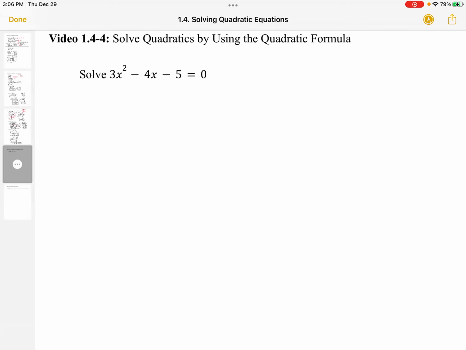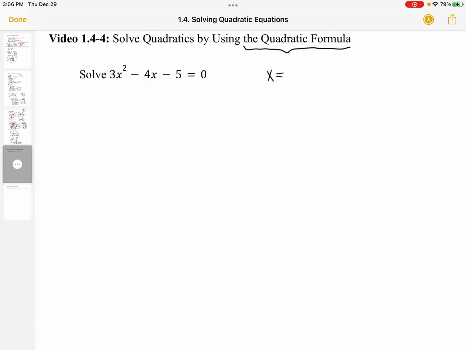So in this video, we're going to solve quadratics by using the quadratic formula. What we're not going to do in this video is derive the quadratic formula. If you want to derive the quadratic formula, you can Google that. You could jump on YouTube. You'll be able to find plenty of videos that derive the quadratic formula for you. You'll be able to find examples in your textbook. I'm just going to give you the quadratic formula.